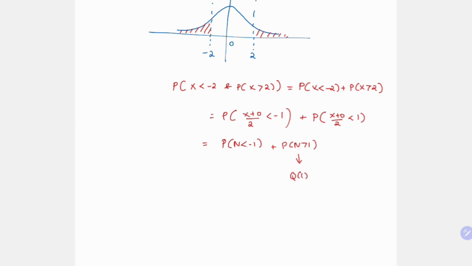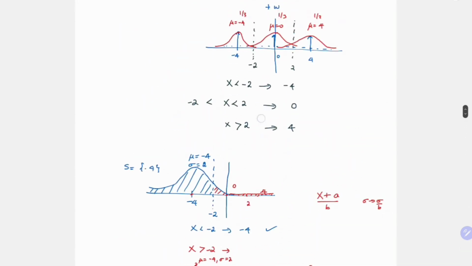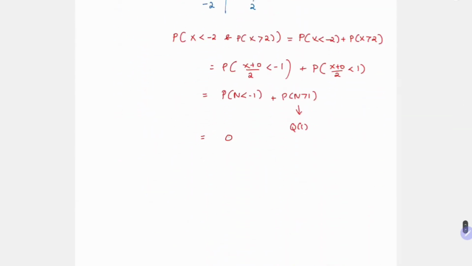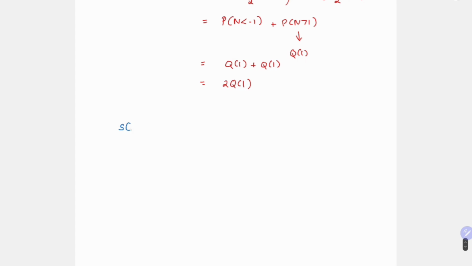So what is the P of n less than -1? If you observe the standard normal distribution, or any Gaussian distribution, it is going to be symmetric about your origin, right? So from -x to -infinity is also the same as x to infinity. So this is also equal to Q of 1. So I'll get Q of 1 plus Q of 1, which is equal to 2Q of 1. Similarly, we should also do it for the symbol 4.